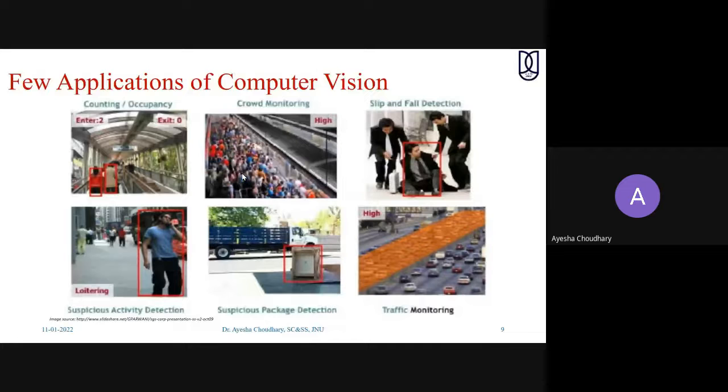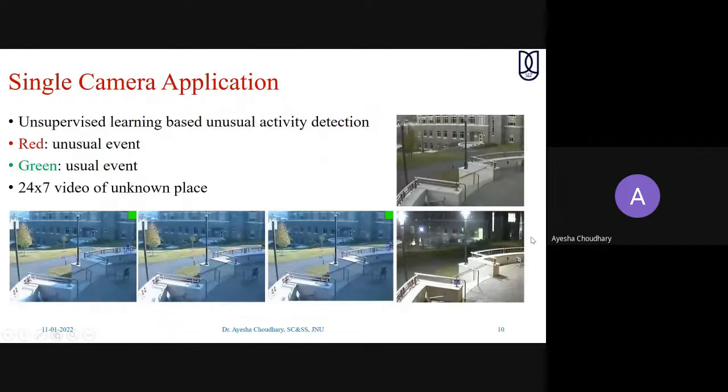Computer vision, as we know, has lots and lots of applications, and the applications are ever increasing. It could be counting the number of people exiting or entering, crowd monitoring, fall detection, assistive living, security surveillance, suspicious package detection, loitering, traffic monitoring, and a lot of things. As I said earlier, you use machine learning along with computer vision and you are able to get a lot of information. These are some of the single camera applications.